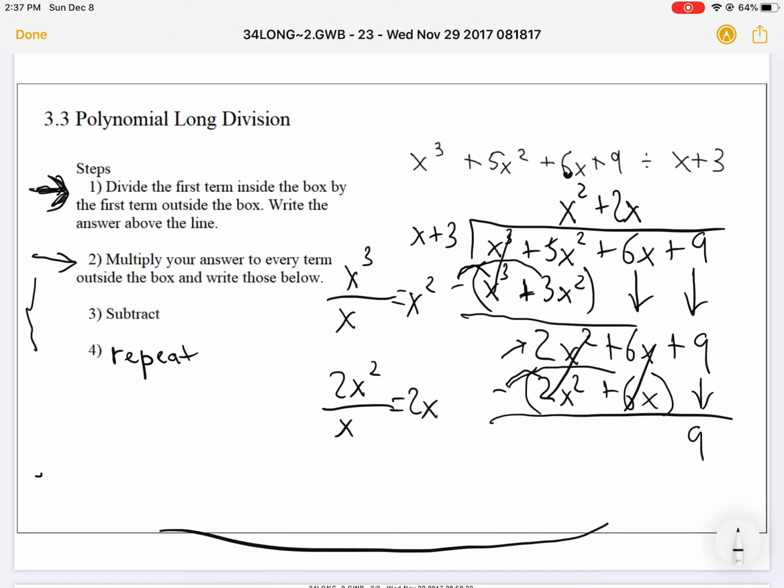Now if my new first term inside the box is 9, that's not going to help a whole lot if I'm asked to divide by x. Can't really do that. I'd be left with a fraction. That means 9 is going to be our remainder. Well, in the same way that we had the 1/4 on the other problem, where we took our remainder and just put it in a fraction over whatever we were dividing by, to finish out our answer here, we're going to take our remainder and put it over what we were dividing by. In this case, x plus 3. And that would be our answer for long division.